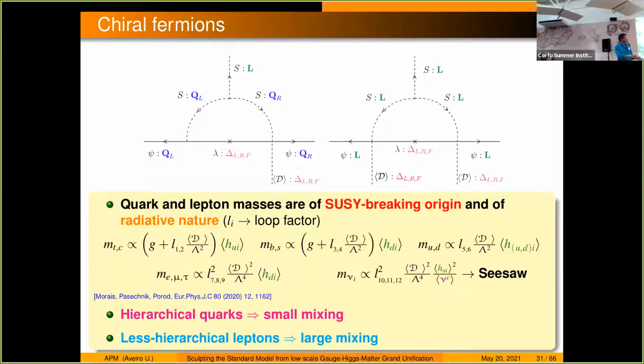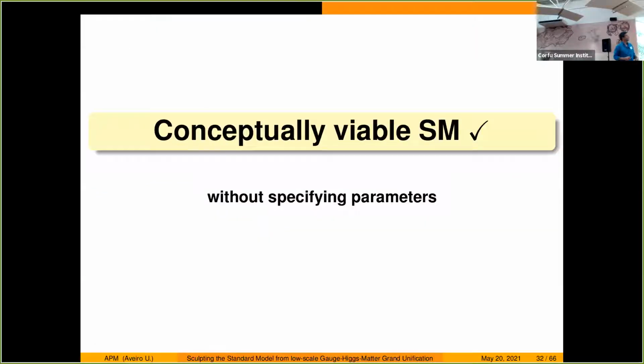But the nice thing here is that the quarks are hierarchical, which can explain the small mixing that we find, for example, in the CKM matrix. And for the case of leptons, they are less hierarchical. There are still hierarchies because we have some freedom in the radius of the extra dimensions and the Wilson line parameters. That's the freedom of our model, also the gauge coupling. And they are less hierarchical, so the mixing is, in principle, larger. So far so good, and without specifying parameters, we seem to have a conceptually viable standard model.